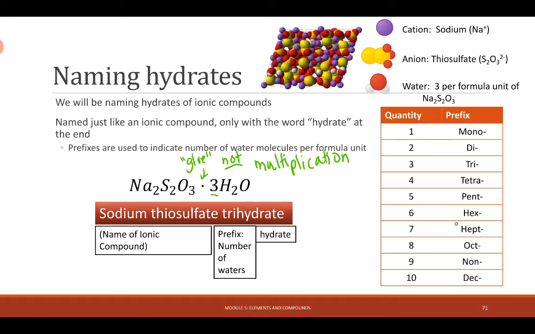This table here shows us how many water molecules we have and what prefix we use for that quantity. It goes mono, di, tri, you can think of triangle. Pent, you can think of pentagon. Hex, you can think of hexagon. And no one remembers 7 or 9 very well. Oct, you can think of a stop sign. And I'm not going to try to draw a 10-sided shape. That's just hard.